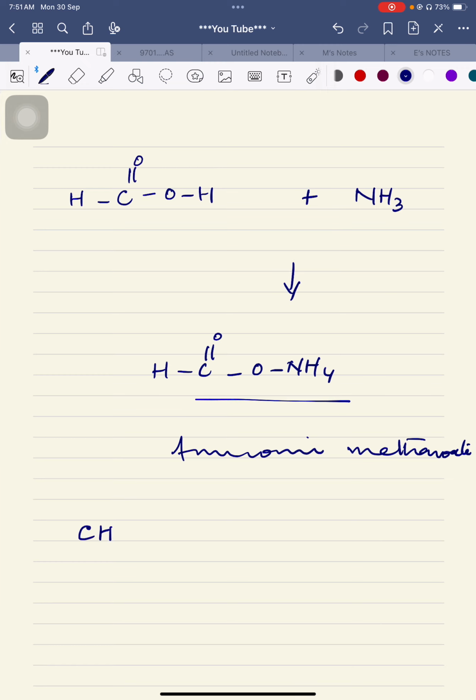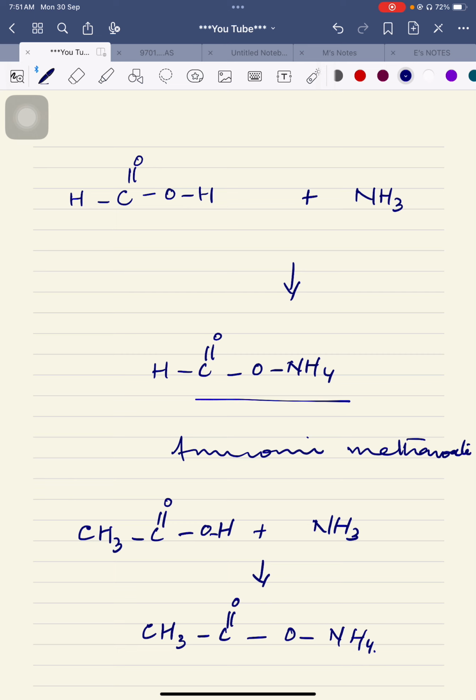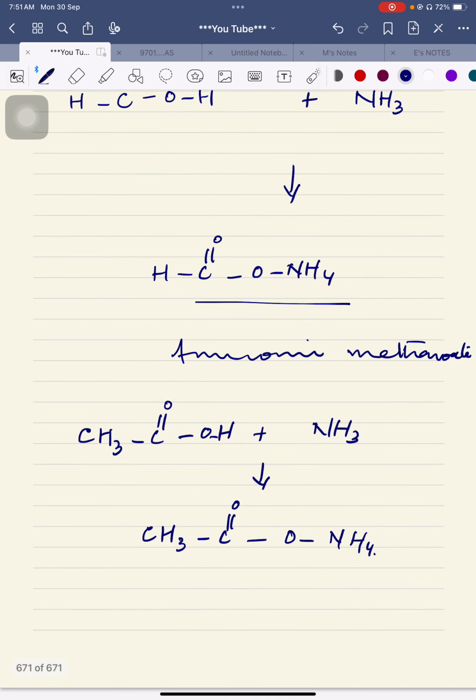It will be CH3COOH, and this is now going to react with NH3. Along with the NH3, it is going to make only one product, which is CH3COONH4. So that is called ammonium ethanoate. So ammonium methanoate and ammonium ethanoate are the evidence for the reaction between ammonia and carboxylic acid. All right, guys, this is all about this lecture regarding the reactions of carboxylic acid with different types of substances.